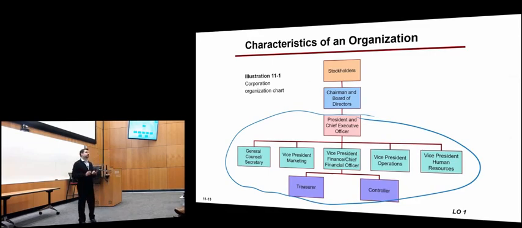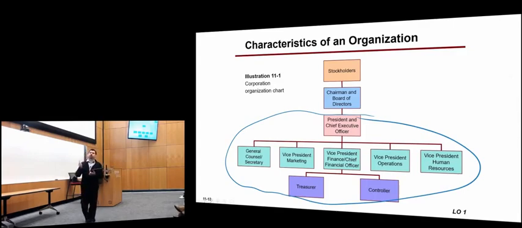And then you have the CEO. They would start hiring the other managerial team. Think about it as a team. Each one will have his or her own jobs. So the controller is like the chief accounting officer.